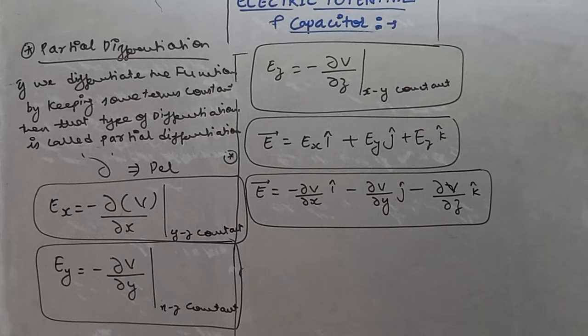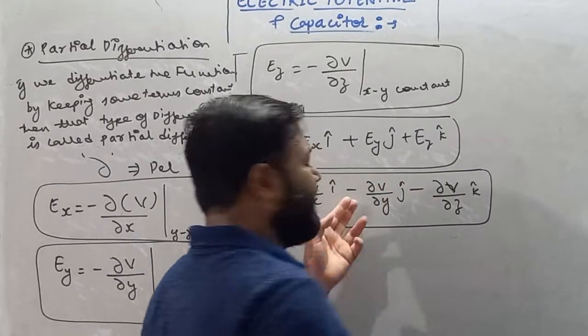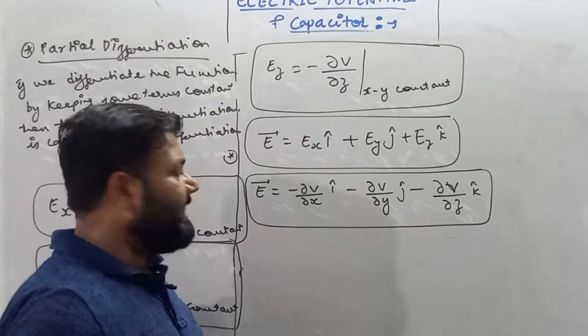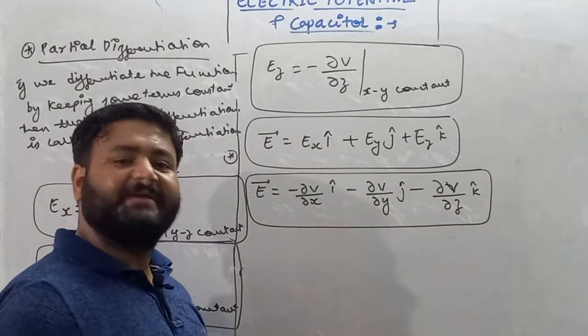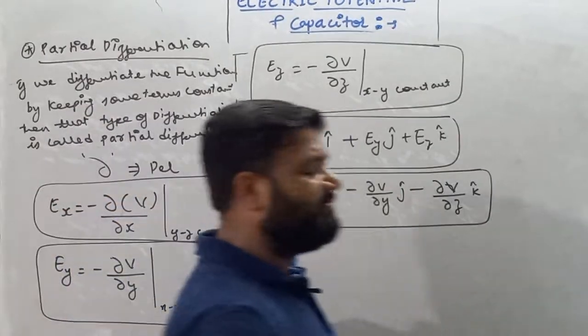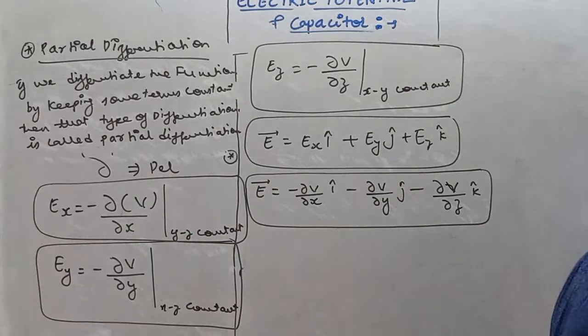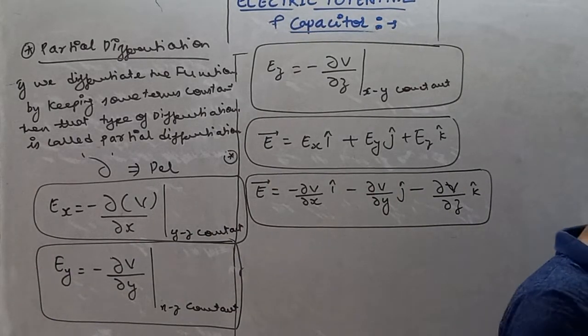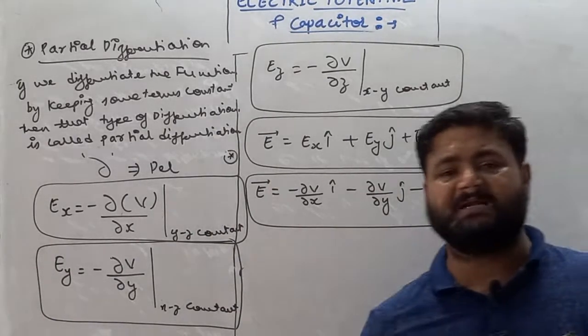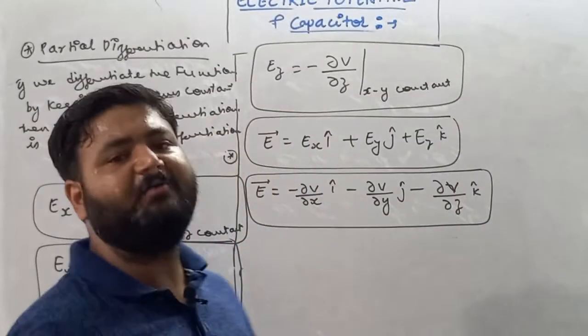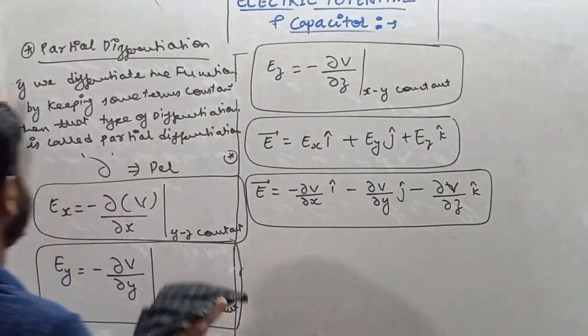So instead of Ex, I'll write minus del v by del x i cap minus del v by del y j cap minus del v by del z k cap. So this is the value of electric field. Now we are discussing partial differentiation: what actually partial differentiation is and how we'll perform it.